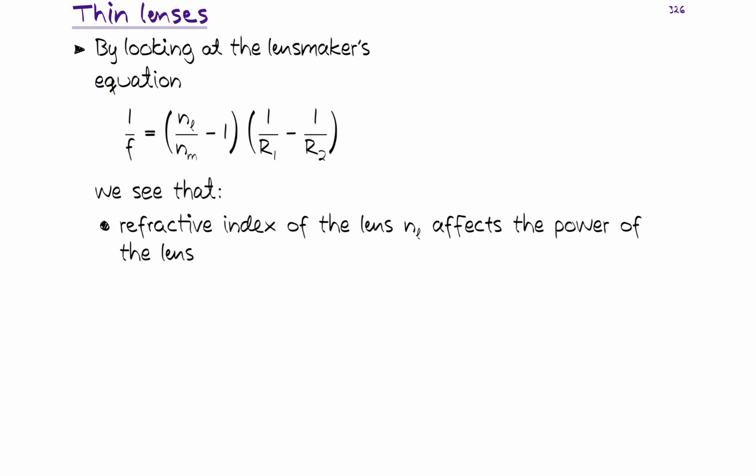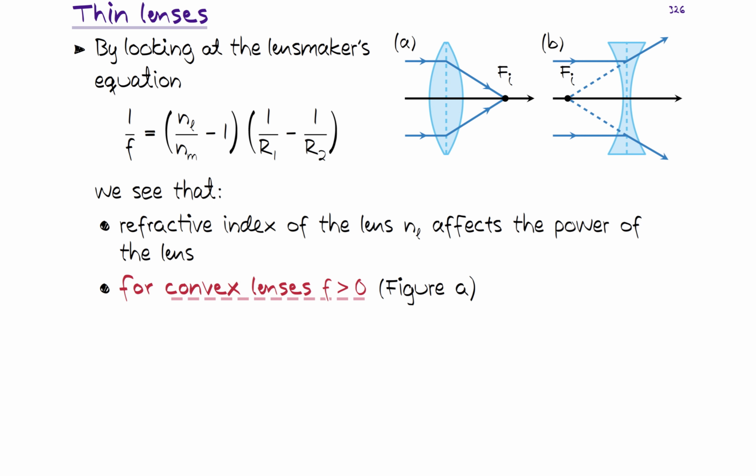Rather more usual is the case that we are actually changing the radius of curvature. And the bit of terminology here is that if we have a convex lens, essentially that means that the focal length is a positive number, as shown in figure A. That's essentially how a convex lens behaves. It focuses light down into one spot.